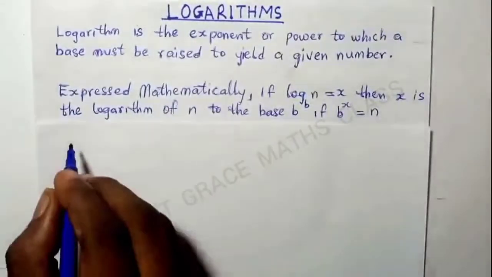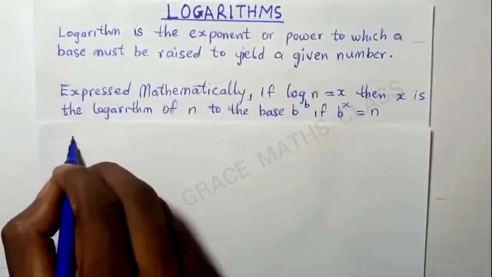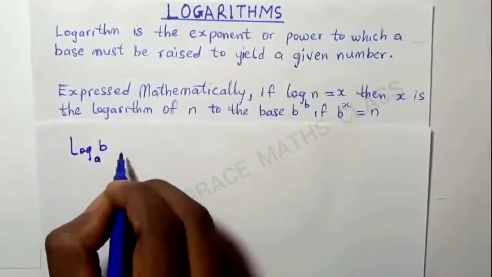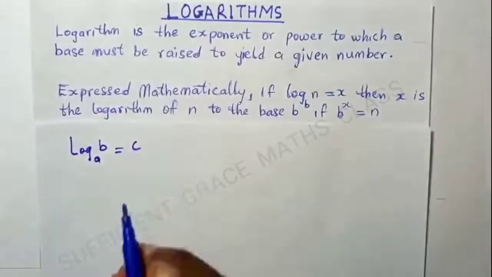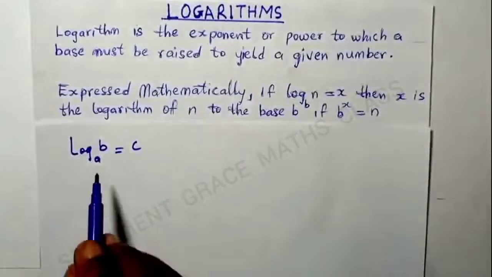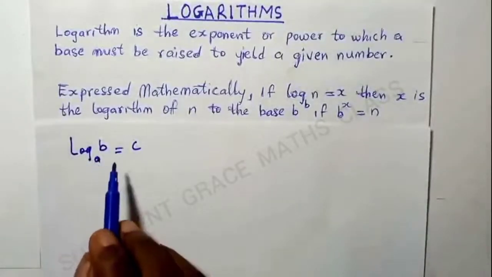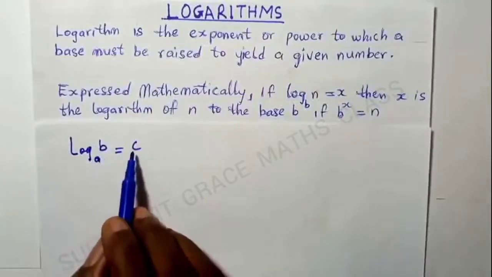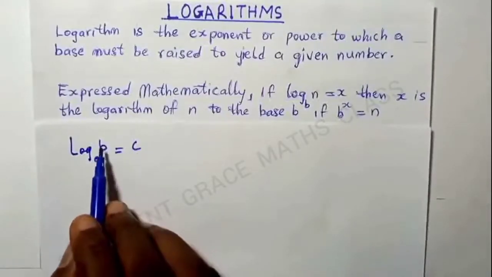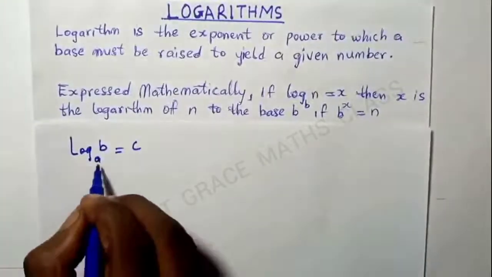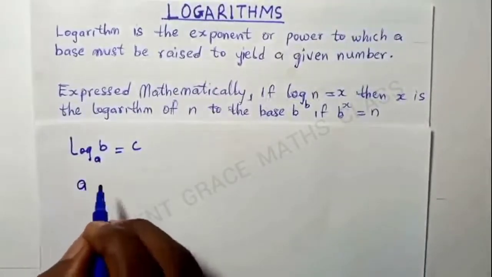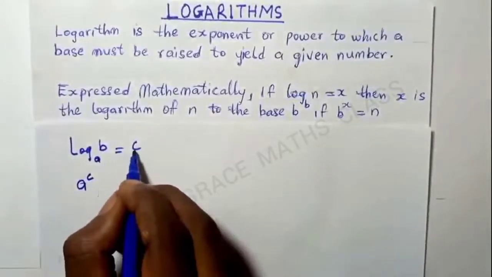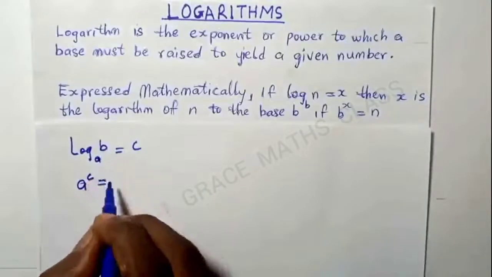For example, let's say we have log of b base a equal to c. What this is telling us is that we have some number a which must be raised to c to give us b. That is, a must be raised to the power of c, then equal to b.